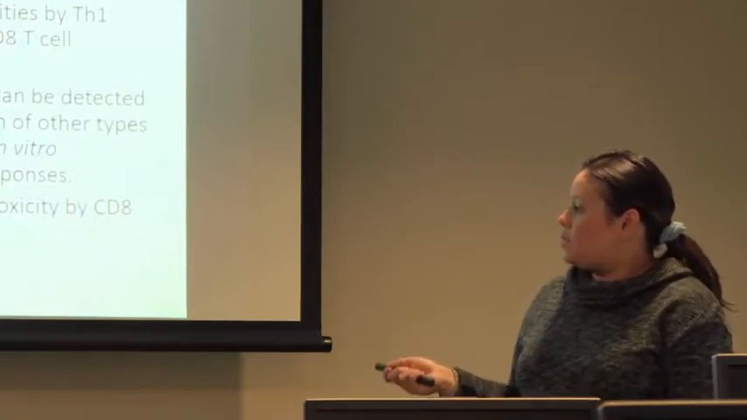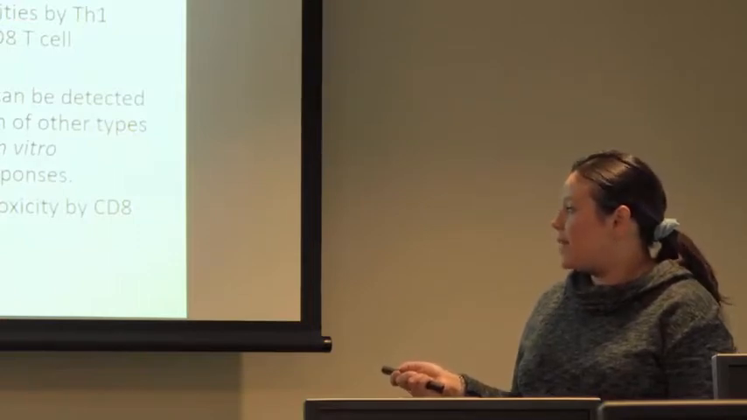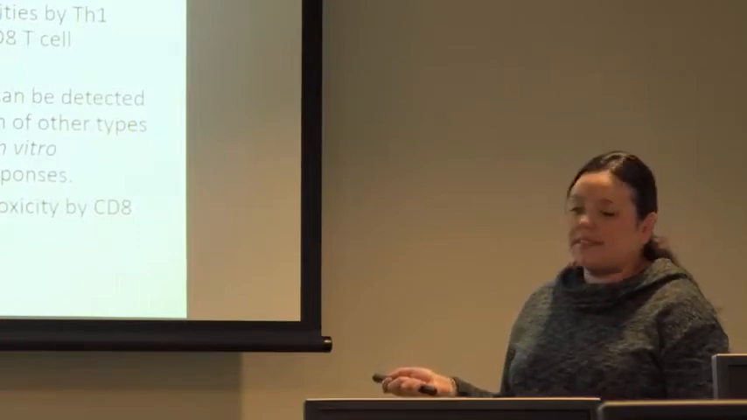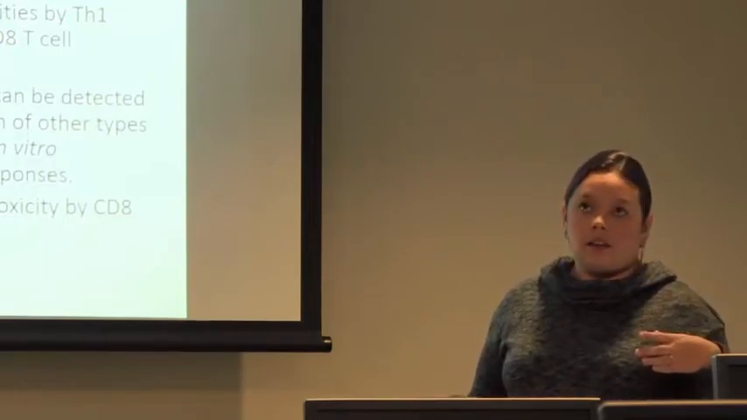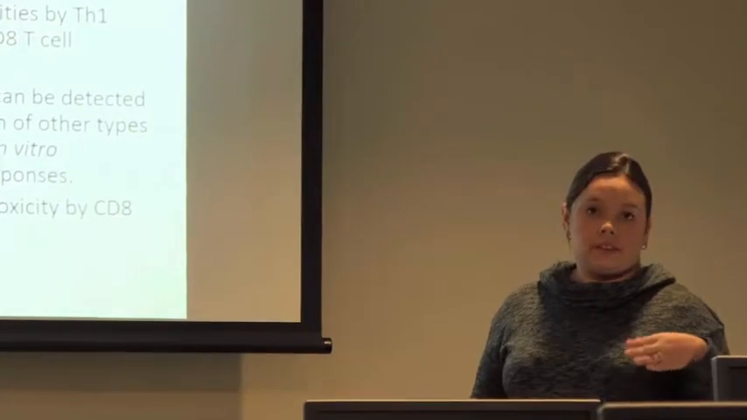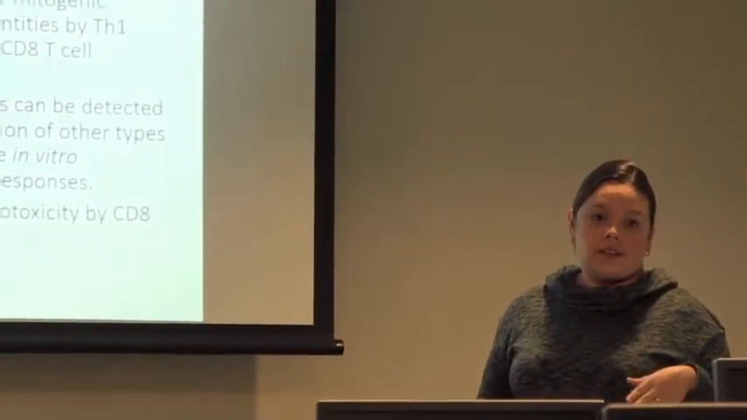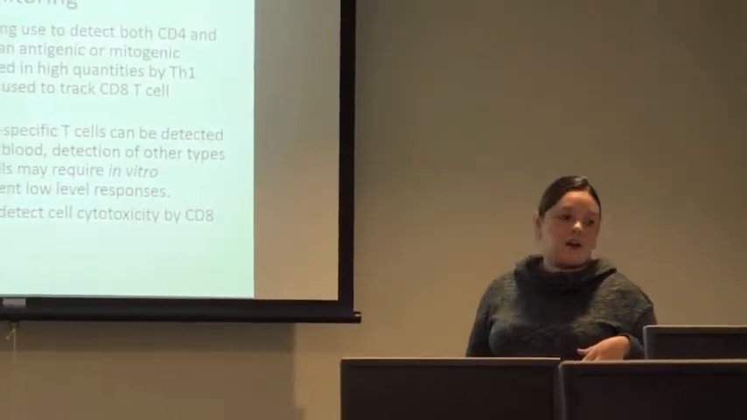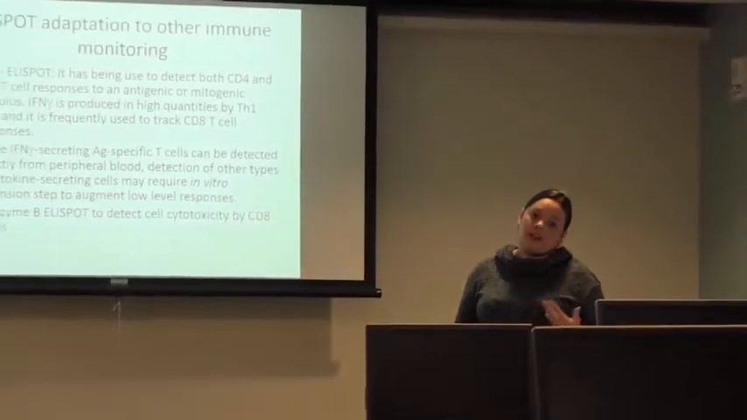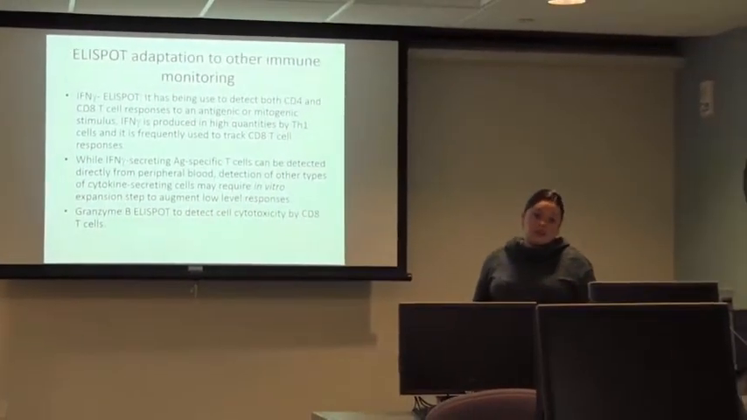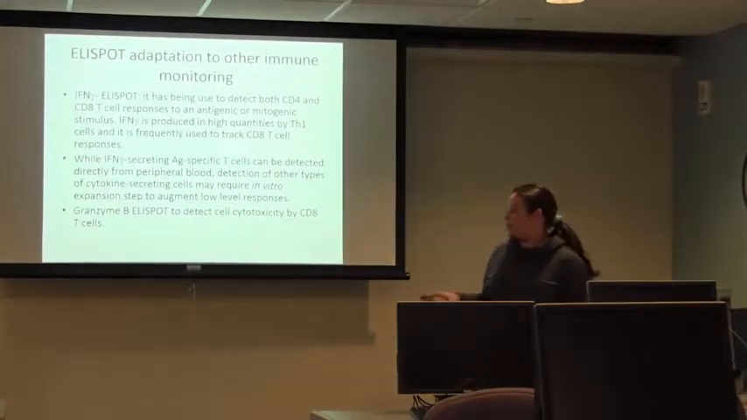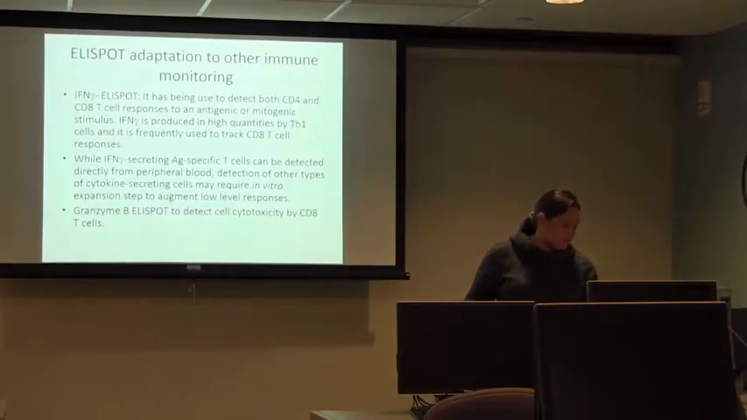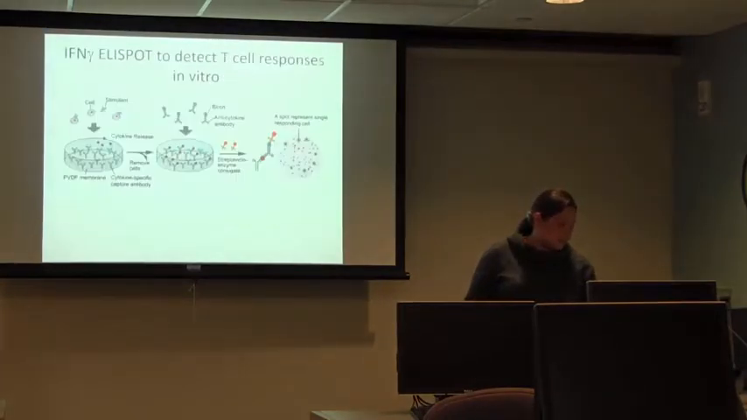Another adaptation was to use this ELISPOT to look at granzyme B to detect cell cytotoxicity by CD8 T cells. And this is also important because CD8 T cells not only can secrete interferon gamma, but also they secrete granzyme B when they see the antigen, either by a dendritic cell or presented by a tumor cell, for example. So this is another way to look at functionality of these CD8 T cells against a specific antigen.